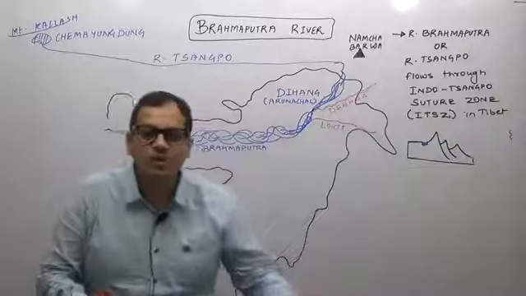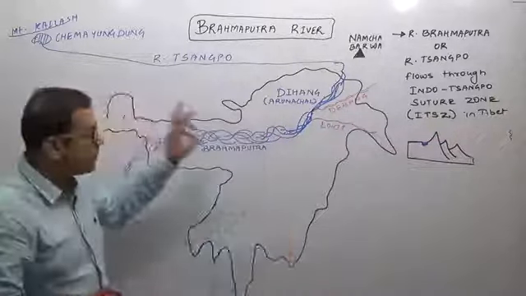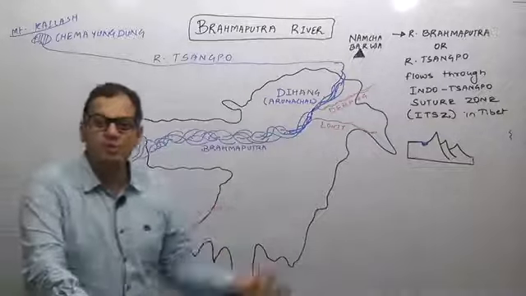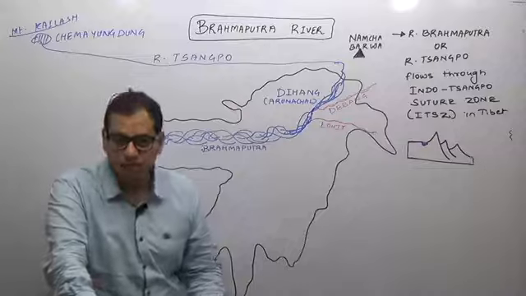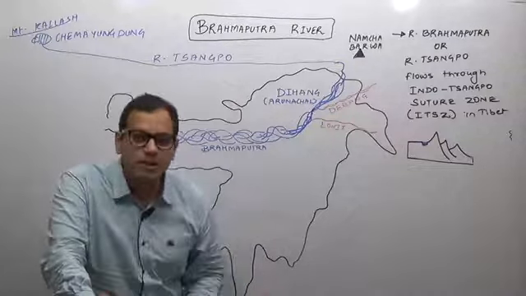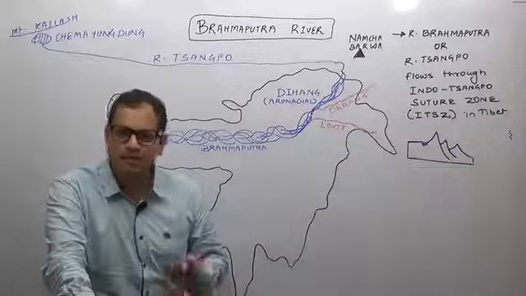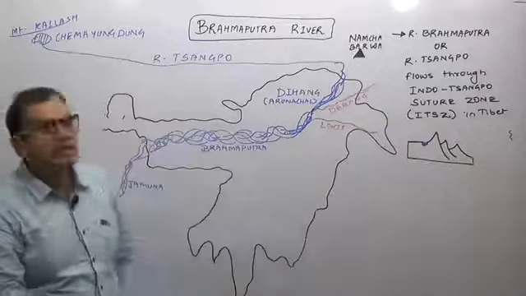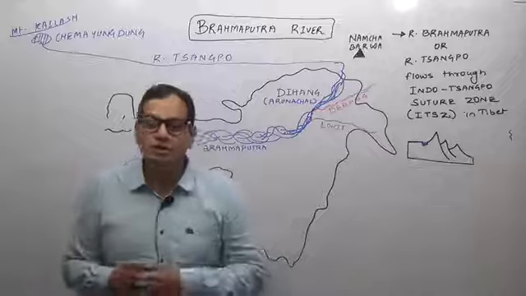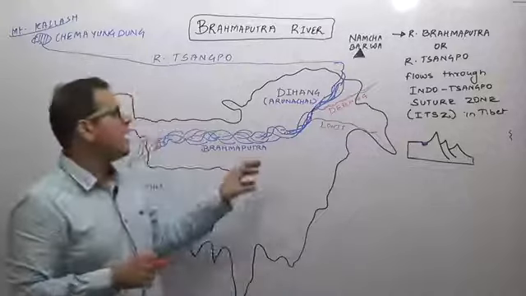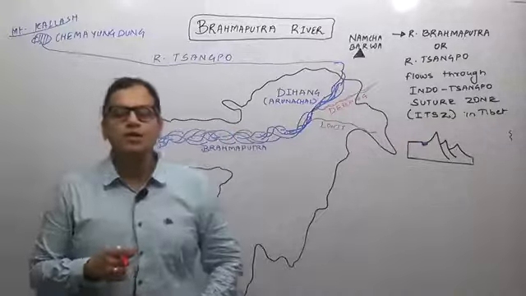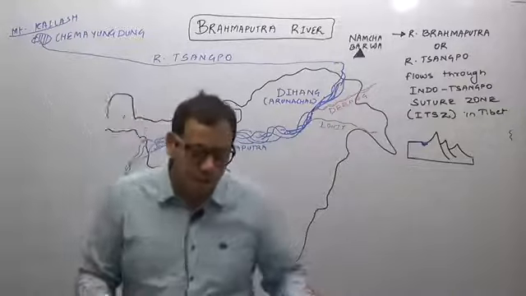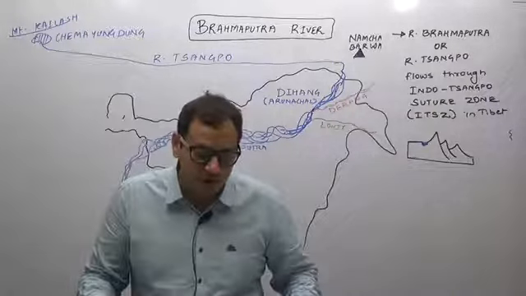So these are the two important tributaries of river Brahmaputra. Debang and Lohit are the tributaries of Brahmaputra in Arunachal Pradesh. Now in Arunachal Pradesh, what is the name of Brahmaputra? Dihang. So can we say Debang and Lohit are the important tributaries of river Dihang? Yes. Debang and Lohit are the important tributaries of river Dihang.